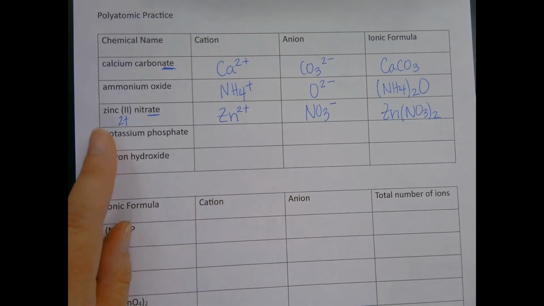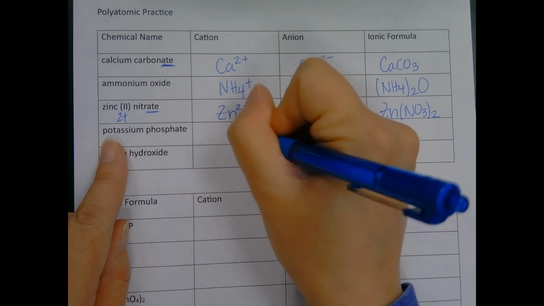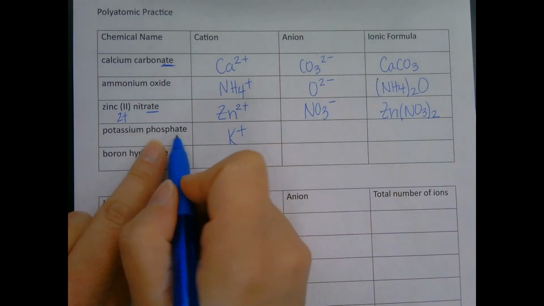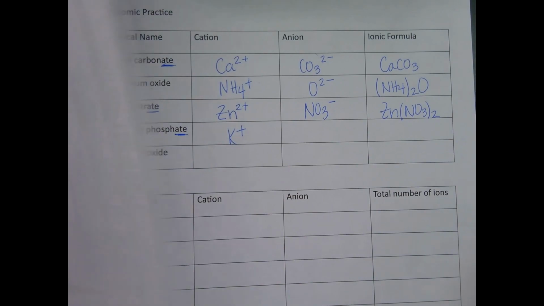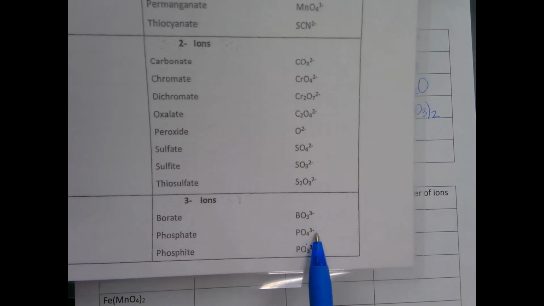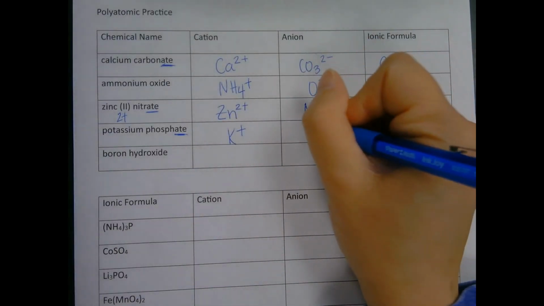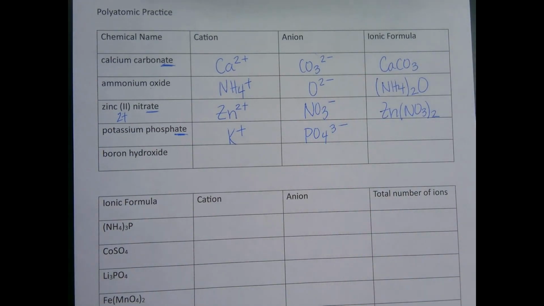Potassium phosphate. Okay, well, potassium we are familiar with. Potassium is K+. It's in group 1A. Phosphate, the -ate, is telling me that it's a polyatomic ion. So if I check my reference sheet, phosphate is a PO4 3-. So my polyatomic ion is PO4 3-.